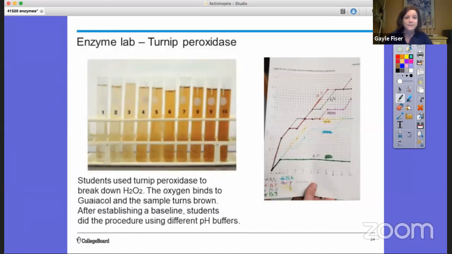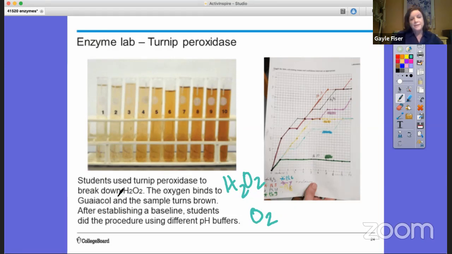Another lab that we do, this is investigation 13, and this has to do with turnip peroxidase. Students use turnip peroxidase to break down the hydrogen peroxide. So when H2O2 breaks down, you're going to have an oxygen gas. It's going to be a product of that.